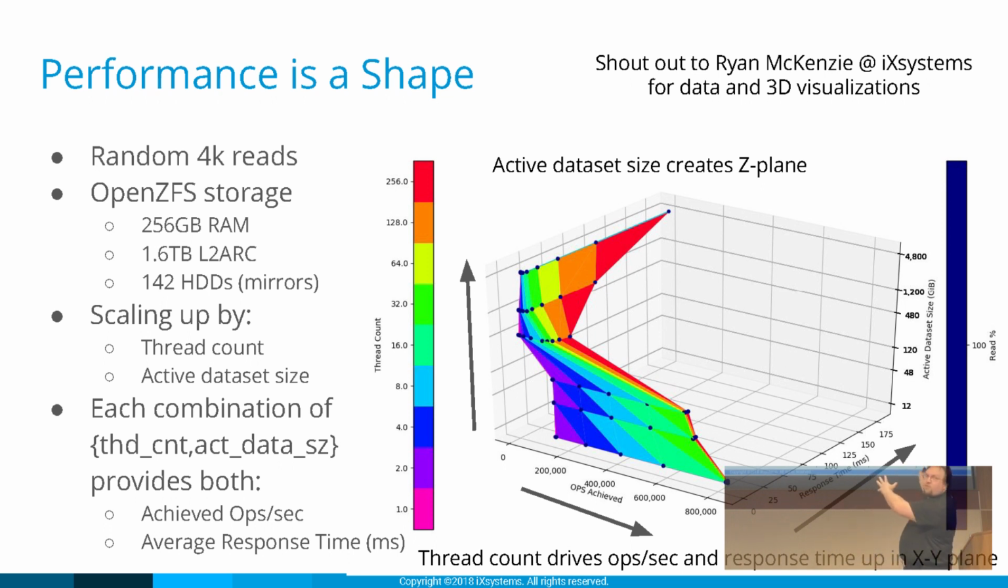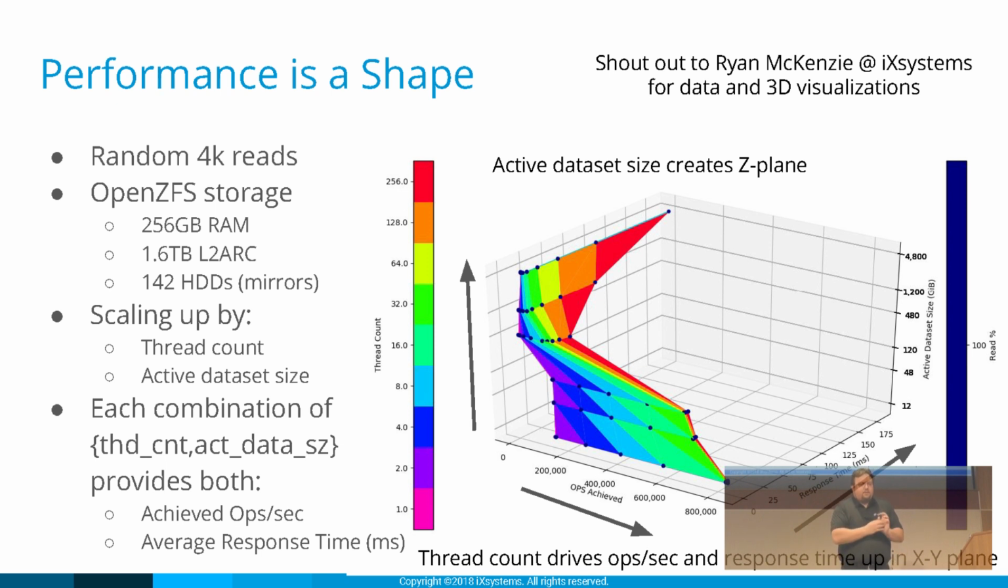So, here's the shape of performance. First, a shout out to my colleague Ryan McKenzie. He listened to my insane ramblings and crazy ideas and actually implemented them in Python and Matplotlib, so thanks to him. And he also actually ran these tests that I'm showing. So, performance is a shape. For reference, we're looking at random 4K reads. It's sort of immaterial for this case other than the fact that they're reads. I did use OpenZFS storage here. So I have the capacities of the different caches here, so that's relevant for our active data set size.